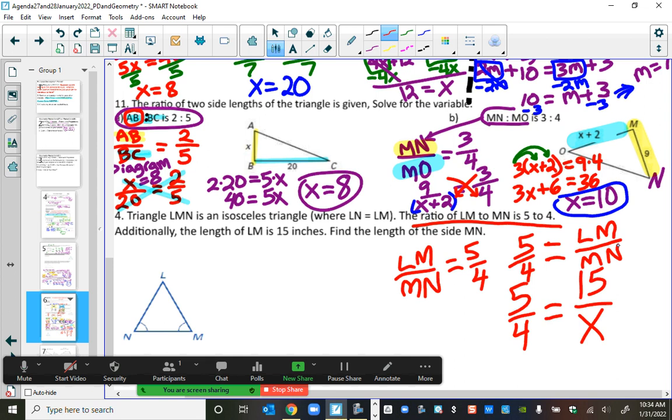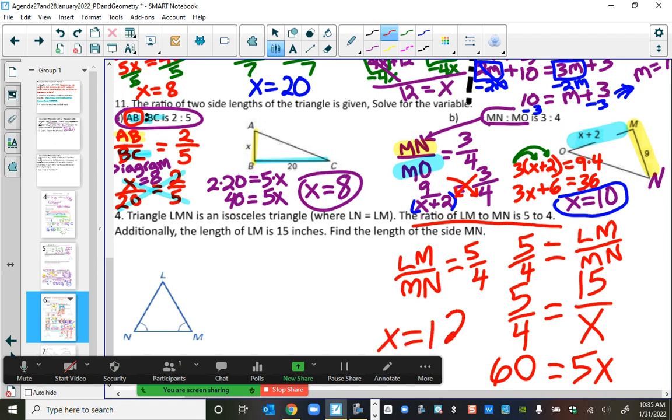Remember, what's 4 times 15? We get when we multiply 4 times 15. 4 times 15 is 60. What does 5x equal? And then in the end, what's x going to equal? X equals 12.